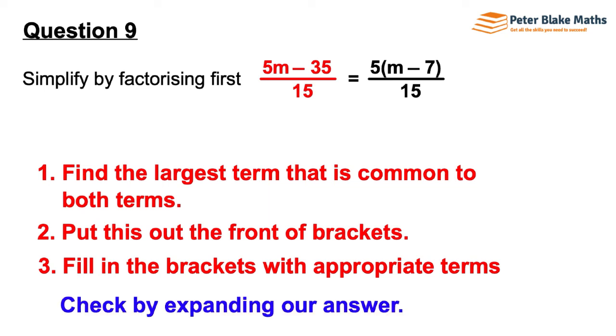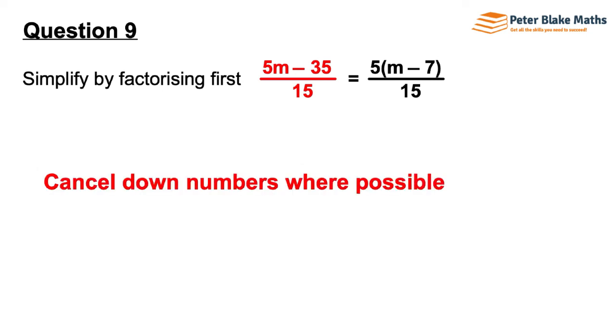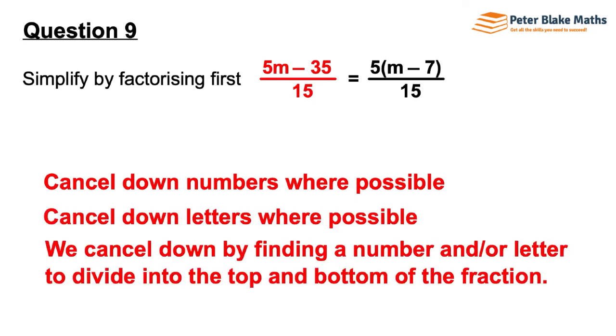Then we'll be looking to check our answer to see if we expand there properly. 5 lots of m would make 5m, and 5 lots of minus 7, we'll check that that makes minus 35. We're looking pretty good there. So we've factorised first, but we haven't done any simplifying yet. So we can cancel down numbers where possible, and we can cancel down letters where possible. We cancel down by trying to find a number and or a letter that divides into the top and the bottom of the fraction. So let's have a look at what we've got.